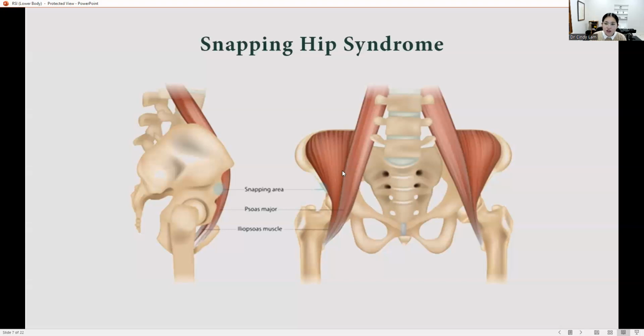And it's often a result from repetitive motions of lots of squatting, bending up and down, and then there's a local injury that's causing the muscles to become tight. So for example, the person could have a back injury, and to compensate, their muscles are getting tighter, which is leading to the snapping hip syndrome.